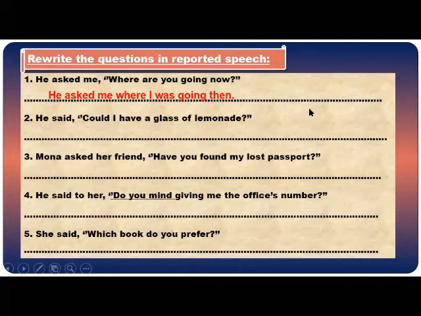Farida, Haitham. Yes. Okay, Farida. He said, could I have a glass of lemonade? I'm restless to ask. So he asked. I will join with what? Yes, no question. I join with what? If. Yes, no question. I join with? If. So he asked. If. If I could. Right. If I could.